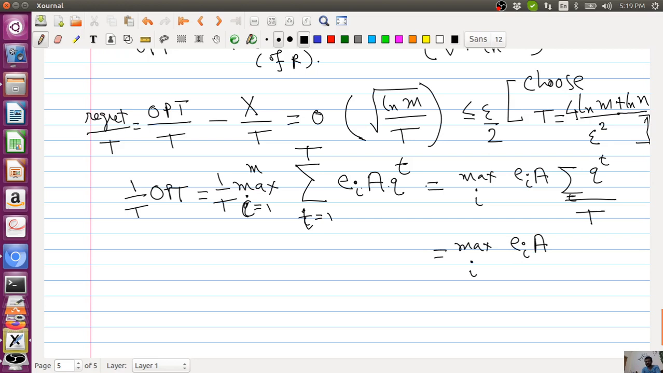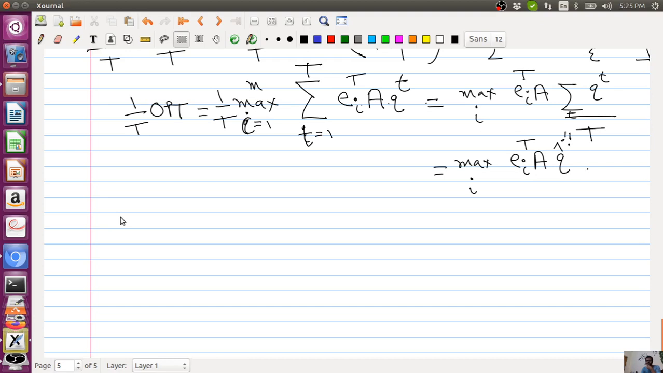Okay, and let's define this vector. Define Q tilde to be this vector, summation Q_t over t. This is what you get. Let's also define this quantity to be opt bar, maybe for convenience.